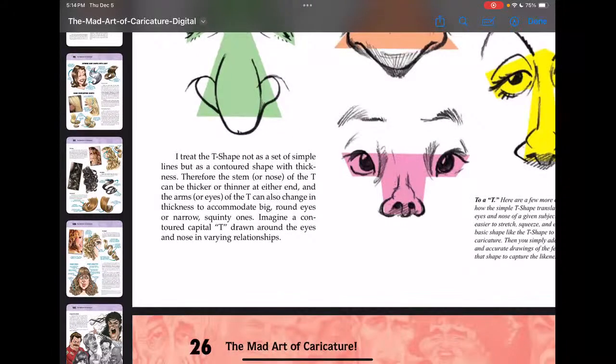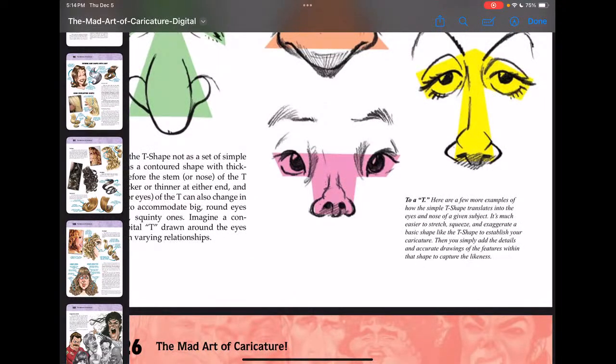With thickness, therefore, the stem or nose of the T can be thicker or thinner at either end. Okay, and the arms or eyes of the T can also change in thickness to accommodate big, round, or narrow, squinty ones. Imagine a contoured capital T drawn around the eyes and nose in varying relationships.